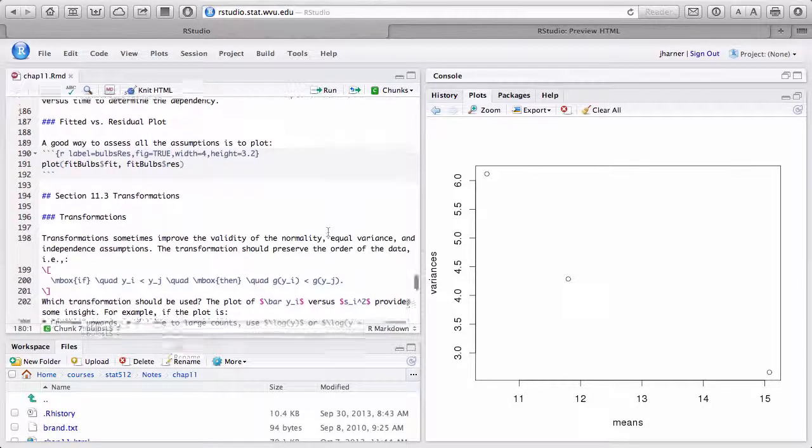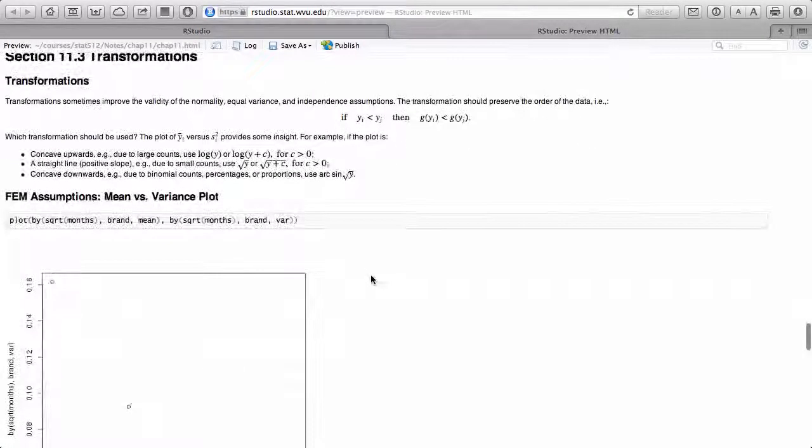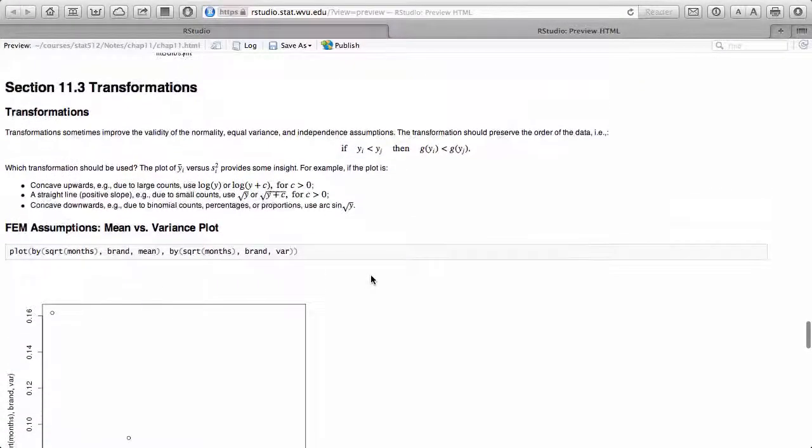So I'd like to briefly talk about transformations. Let's go back here. And there are a couple situations. First of all, we want to do a monotonic transformation. In other words, if I have 2 observations, y sub i, and it's less than y sub j, then if I transform it with some function g, like the log, I'd like g of y sub i to be less than g of y sub j.